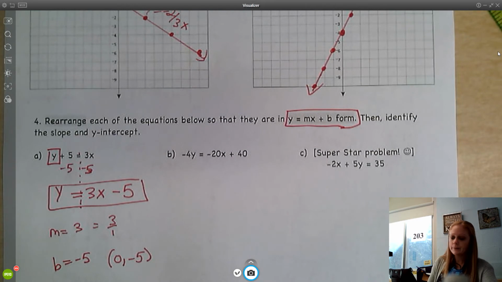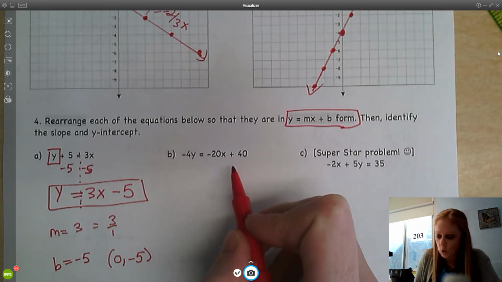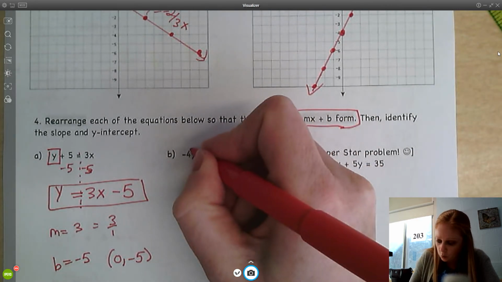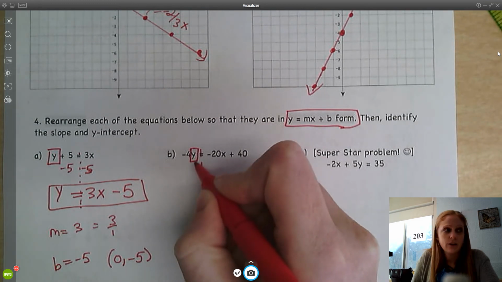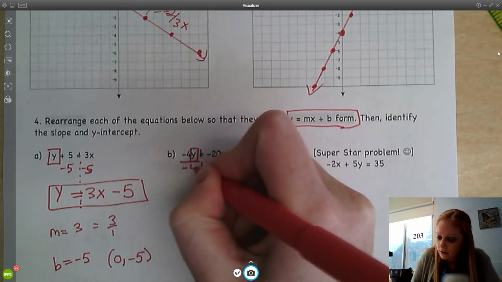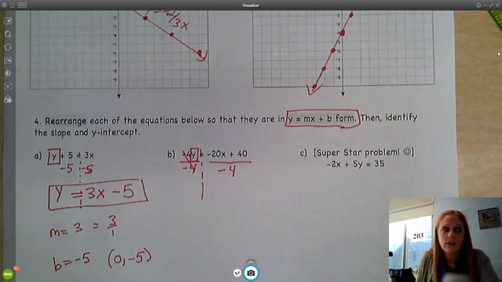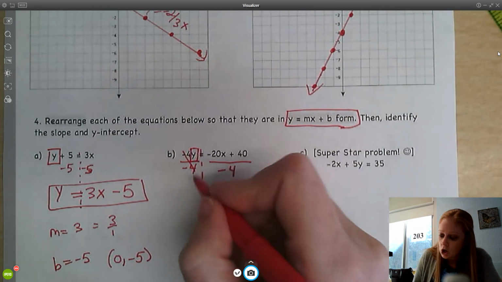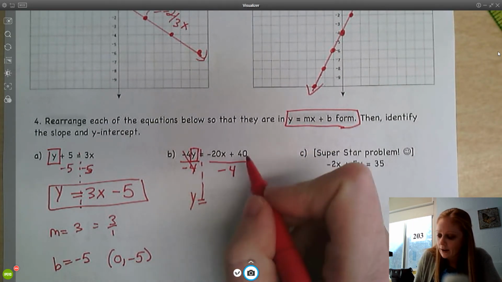All right, moving on. Negative 4y equals negative 20x plus 40. Okay, so we want to get this y all by itself. This negative 4 is being multiplied by y. The opposite of multiplying by negative 4 is dividing by negative 4. But we need to divide everything by negative 4 then. So I'm going to have my y all by myself. That's great. But now let's divide everything by negative 4.